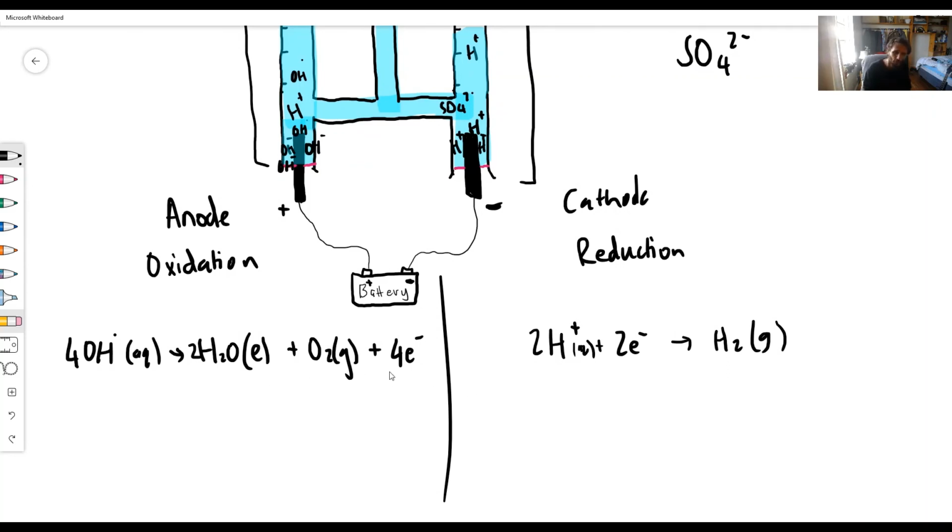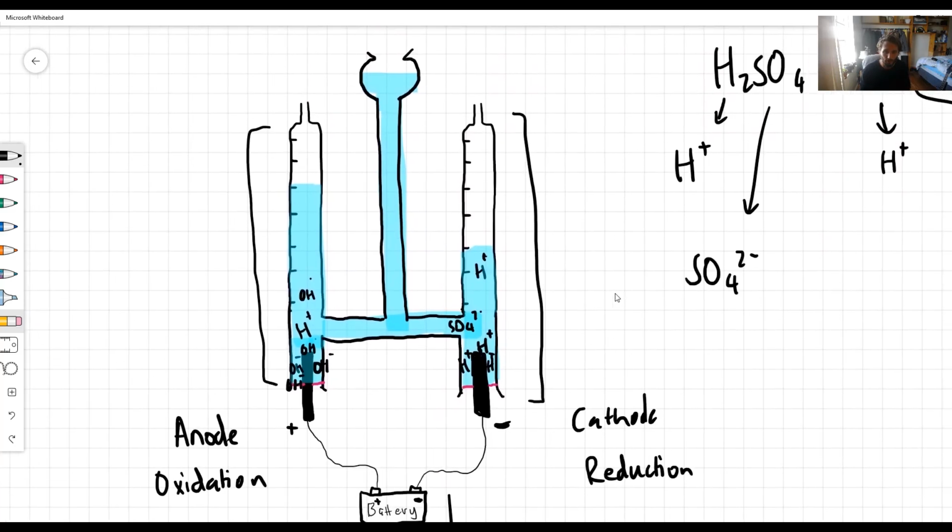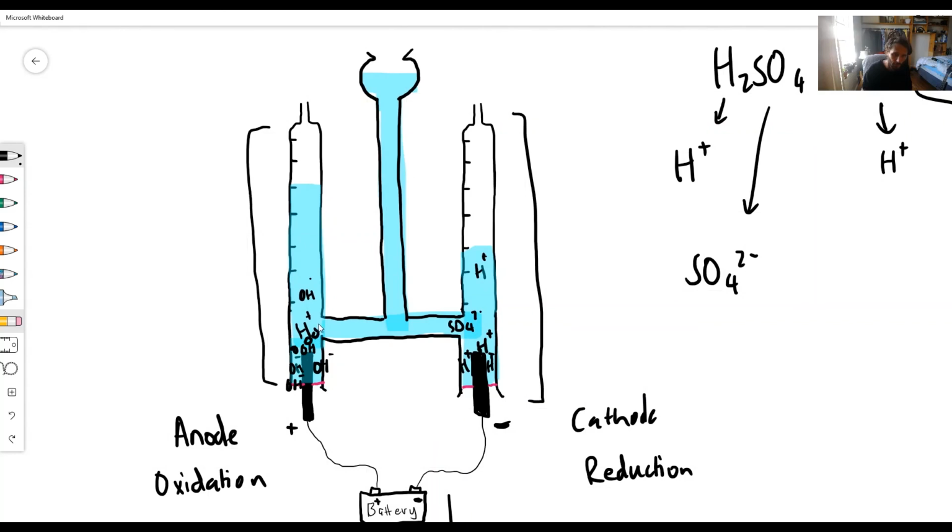Now, just from looking at the half reactions, we have to use four OH- ions and 4 electrons to produce 1 molecule of oxygen gas. If you look on the right hand side, we use 2 hydrogen ions and only 2 electrons to produce 1 molecule of hydrogen gas. So if you had to run this experiment and look at the bubbles forming, you can see that we form twice as much hydrogen gas as oxygen gas.